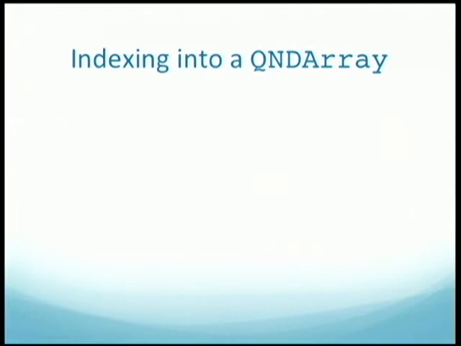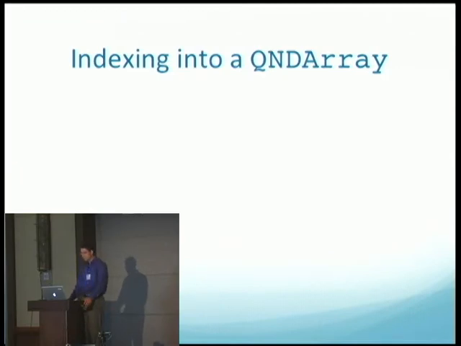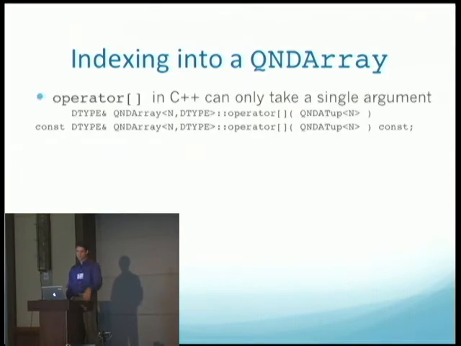But indexing was, if we have an array, we have to be able to index into it in some arbitrary number of dimensions. And the problem is that the bracket operator in C++ will only admit a single argument, not very convenient. So the most basic indexing operation we do is to pass a full tuple in, which is the same size, same dimension as the array itself. And of course, you get a reference to the data element that you've indexed into.